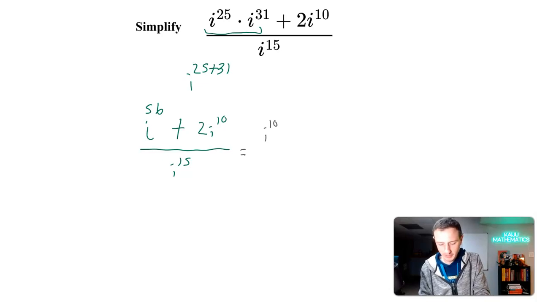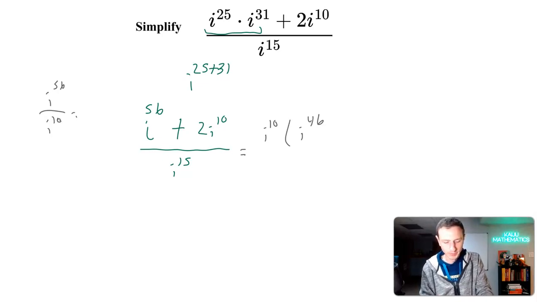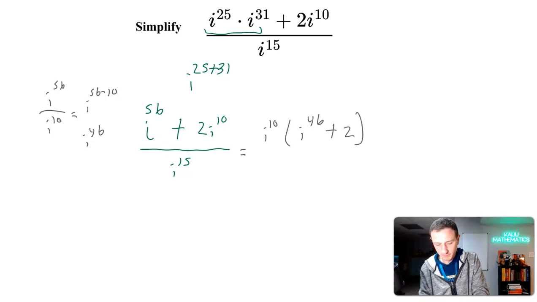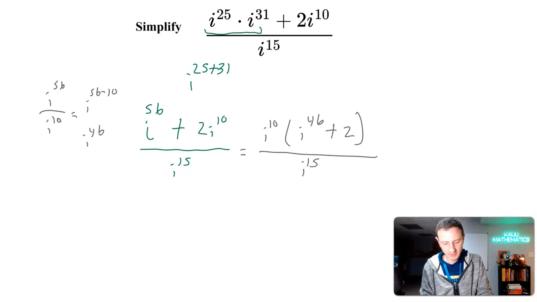So I'm going to factor out i to the 10th, and when that happens, I'm going to have i to the 46, because when I factor out that i to the 10th, what I'm doing is dividing i to the 56th over i to the 10th. And when we're dividing by the same base, same thing with variables like x or y, you subtract the exponents. So it's i to the 56 minus 10, which is i to the 46. So I get i to the 46 plus 2 over i to the 15th.